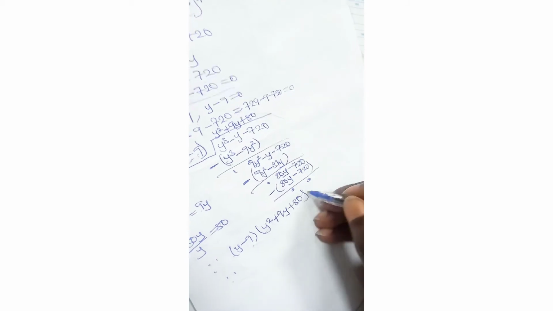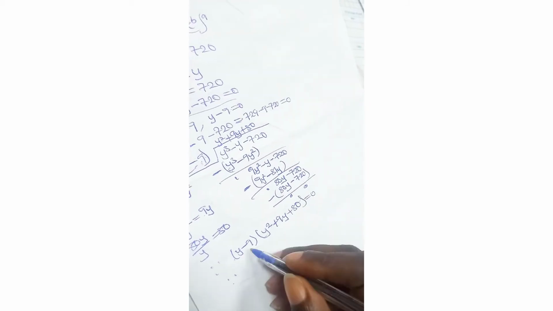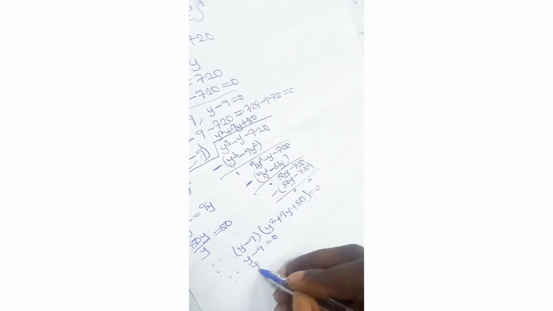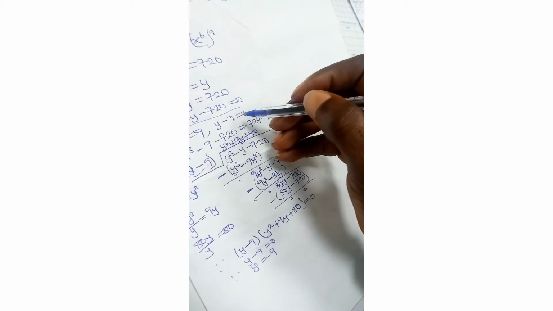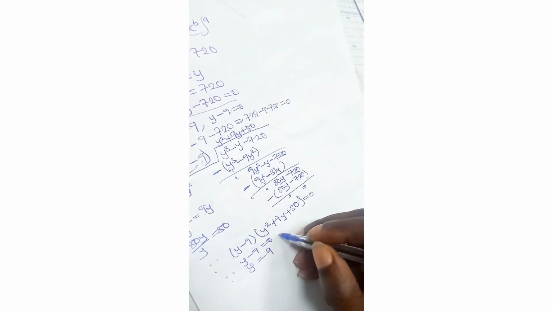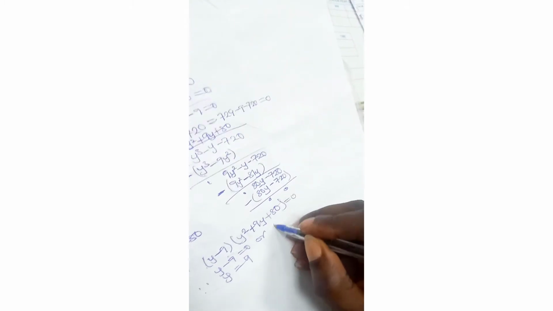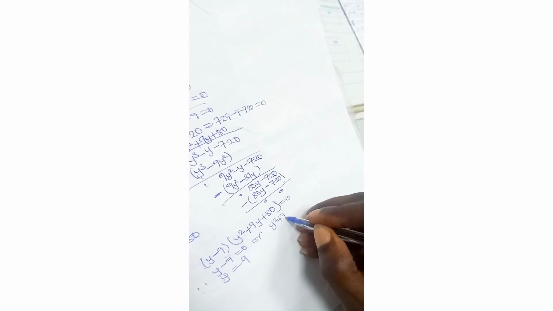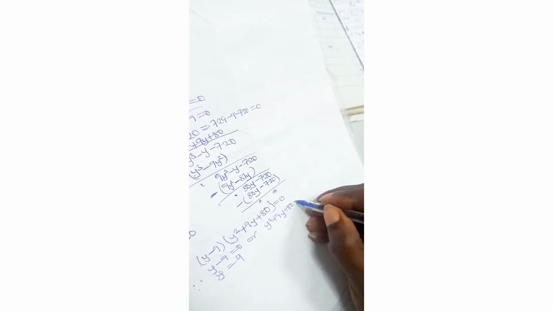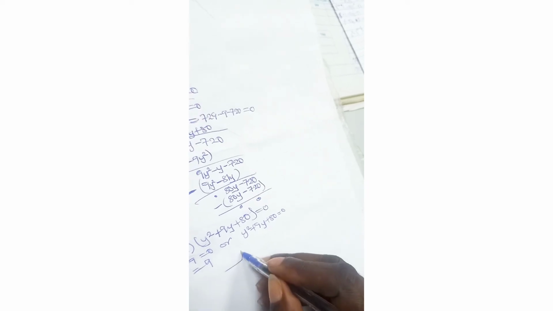Now everything is equal to 0. If you consider the first one, you have y minus 9 is equal to 0, and you have your y as said here. Now the second one, y squared plus 9y plus 80. This is not factorizable. So let's see if it is. We can use the formula method now.